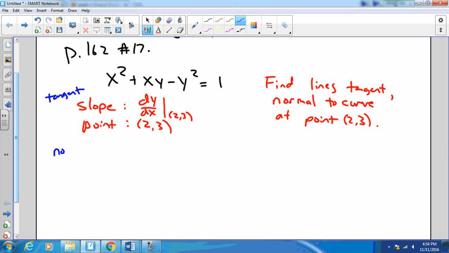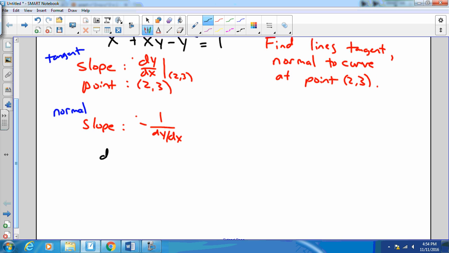When we come to the normal line, we're going to base that normal line slope off of the tangent slope, because the normal line slope is going to be negative 1 over dy dx. Because tangent and normal are perpendicular, and perpendicular lines have negative reciprocal slopes. So, our job is to find dy dx. And we have a relation between x and y like so, and we're now going to differentiate that relation with respect to x.